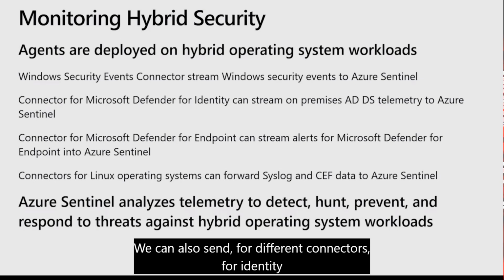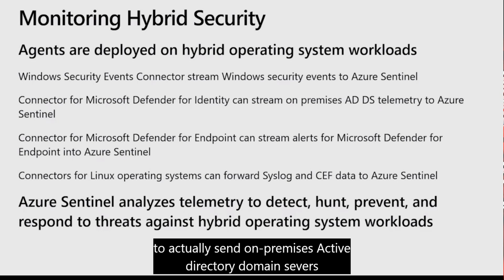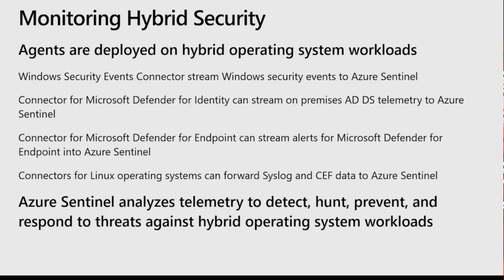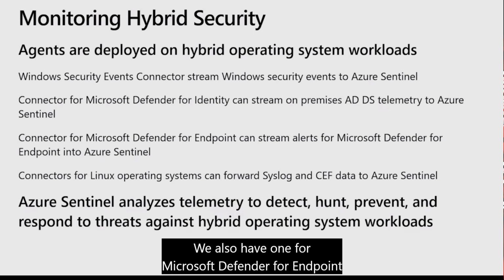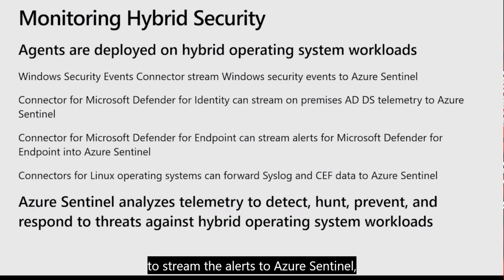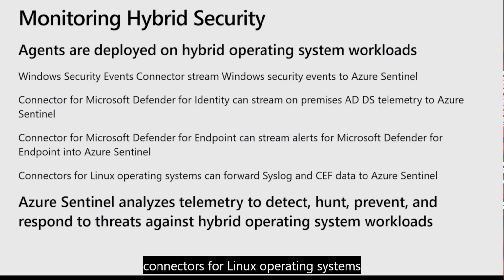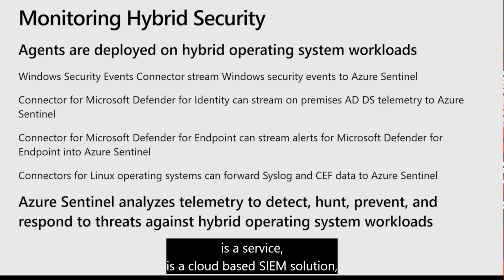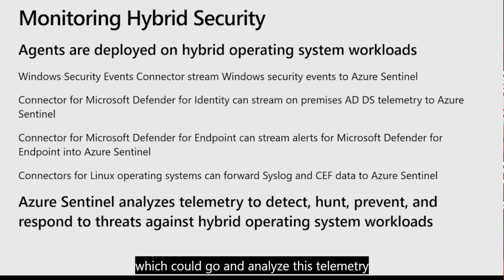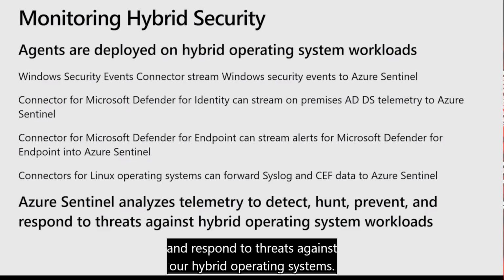We can also use different connectors for identity to send on-premises Active Directory Domain Services telemetry to Azure Sentinel. We also have one for Microsoft Defender for Endpoint to stream the alerts to Azure Sentinel. And then for Linux, we also have connectors for Linux operating systems that can forward syslogs and other data sources to Azure Sentinel. Azure Sentinel then is a cloud-based SIEM solution, which can analyze this telemetry to detect and hunt and then prevent and respond to threats against our hybrid operating systems.